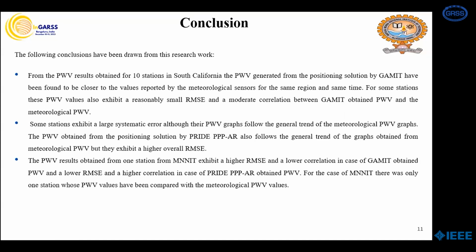The PW result obtained from one station, 90, exhibits a lower correlation with a large RMSE in the GAMIT-obtained PWV, and a higher correlation in the case of triple PR obtained PW. In the case of 90, there was only one station whose PW value was compared to the meteorological PW value.